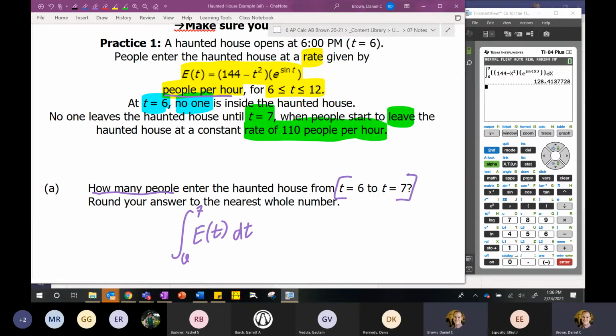So how many people have entered? We have 128 people. Didn't ask for units, but I do like including units on my question. So that was that first one. Any questions on that, either the setup or how I got to the answer?